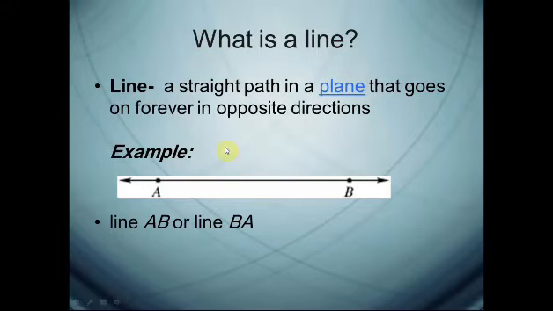What is the line? The line is a straight path in a plane that goes on forever in opposite directions. It has no start or end point. Like the example here, this line AB, and we can also read it line BA, the same. Because the line has no endpoints, we can't measure its length either. And we must know the line segment is a part of the line, and the ray also is a part of the line.